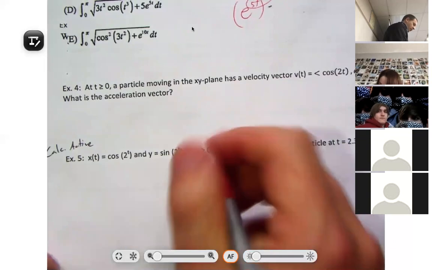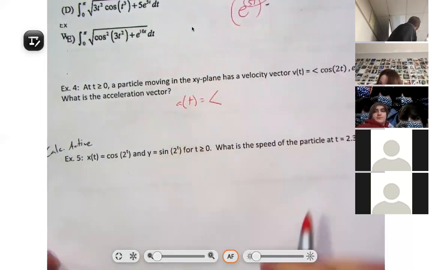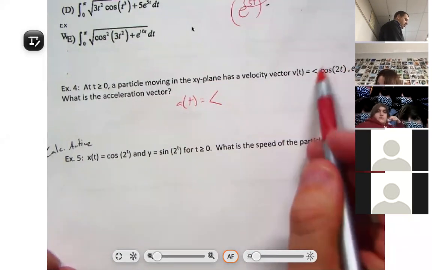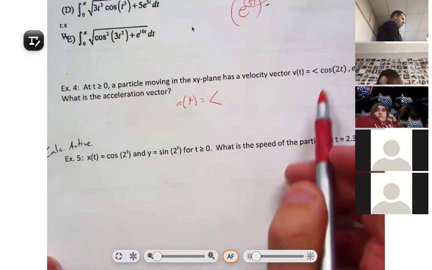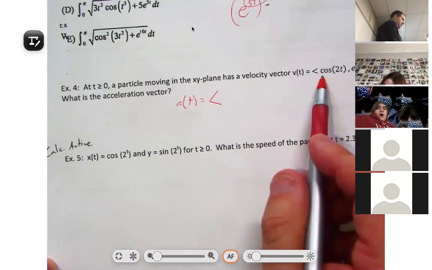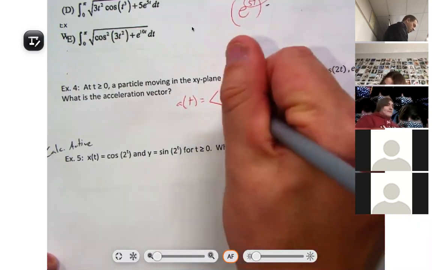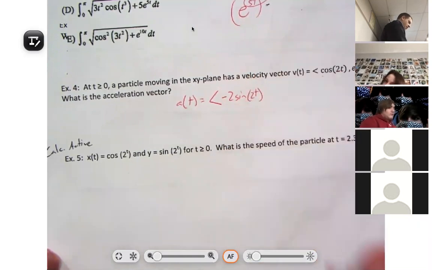So for the acceleration vector, we are literally just going to differentiate cosine 2t and then e to the 3t. So cosine would be negative sine, inside stays the same, and then times 2. So negative 2 sine 2t, comma, and then 3e to the 3t.